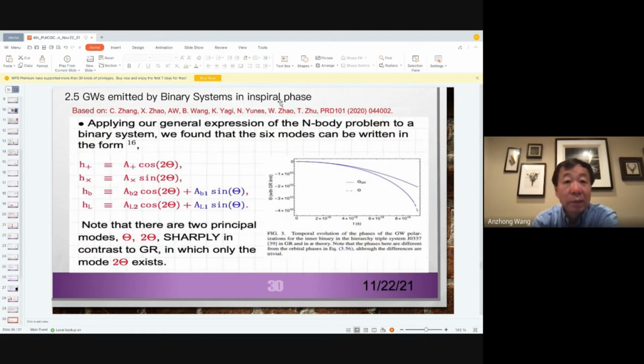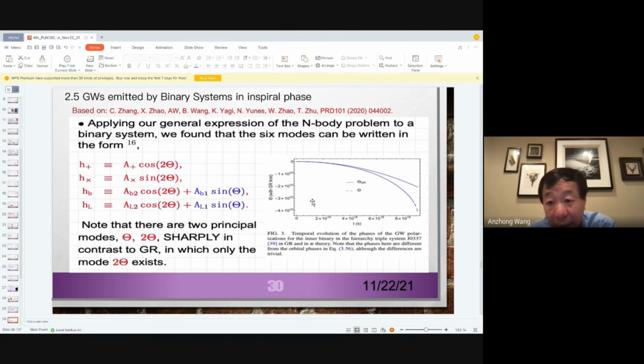So now we move on to the gravitational waves emitted by binary systems, because we have already observed about 90 gravitational waves, all of them from binary systems. So we calculate the amplitude of these six modes. Like I said, the HB is always proportional to HR, but we find the vector mode is extremely low because of the constraints from gravitational wave observations. So we just plot these four modes.